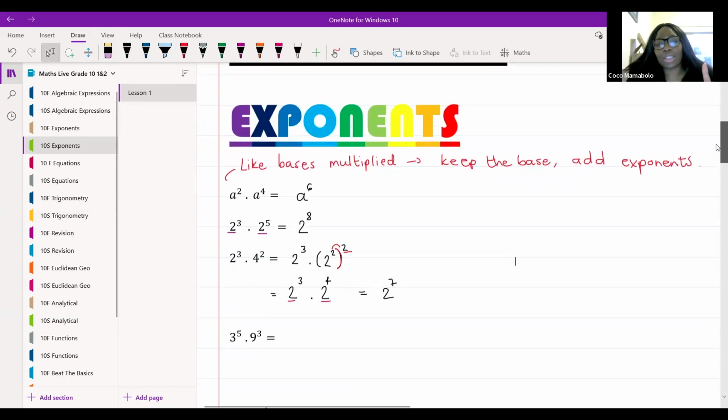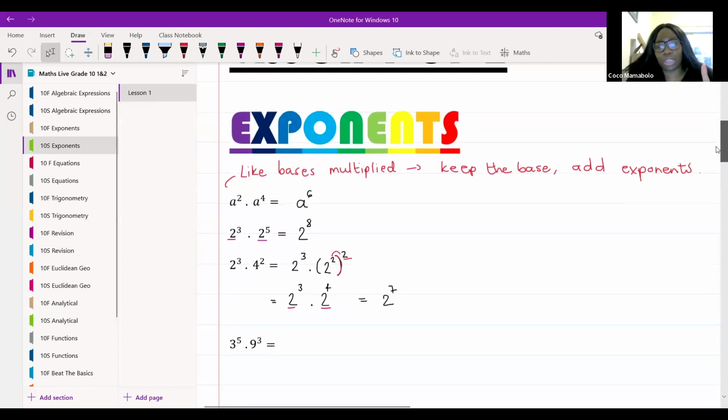All right, let's look at this next example that we have over there. Let's look at 3 to the power of 5 multiplied by 9 to the power of 3. What is the first thing I notice about these two bases? What do I notice? They're different. Good, Emmanuel, they're not the same. But I know that I can change 9 to have a base of 3. How can I write 9 so that it has a base of 3, guys? Good, Tyler. Wonderful. I can write 3 squared.